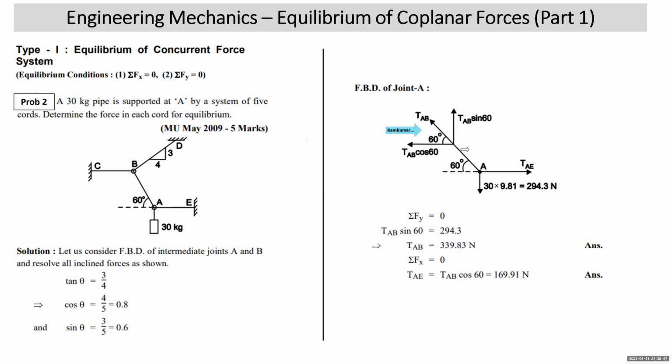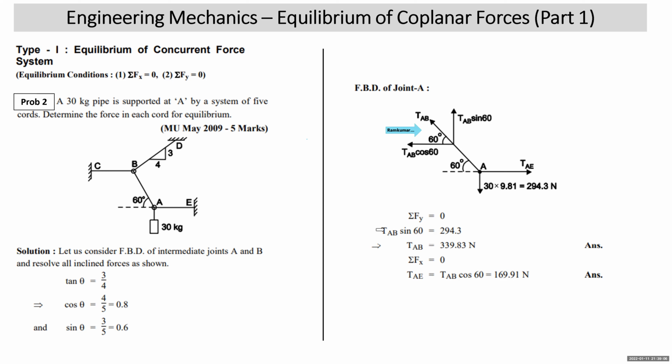Now, students, we need to apply the equilibrium conditions, right? Another thing is that when you are drawing the free body diagram of a joint and it is a concurrent force system, you can apply the equilibrium conditions in any sequence. There is no need that you have to always start with sigma Fx equal to 0.